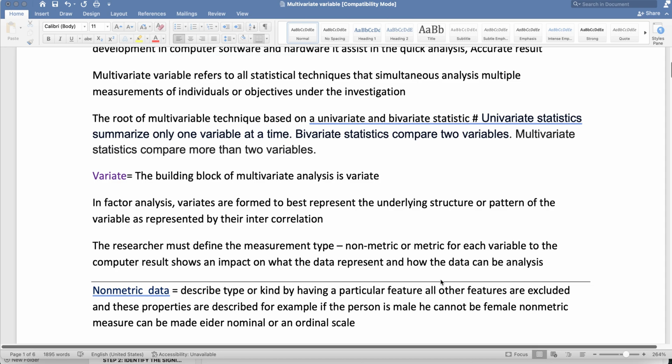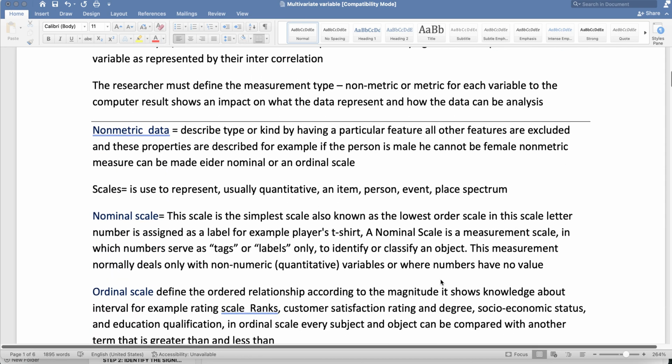In factor analysis, variates are formed to best represent the underlying structure of the pattern of the variables as represented by their intercorrelation. The researcher must define the measurement type, non-metric or metric. What is non-metric? That which is not measured numerically, and metric is that which can be measured by numbers. For each variable, the computer result shows an impact on what the data represent and how the data can be analyzed.